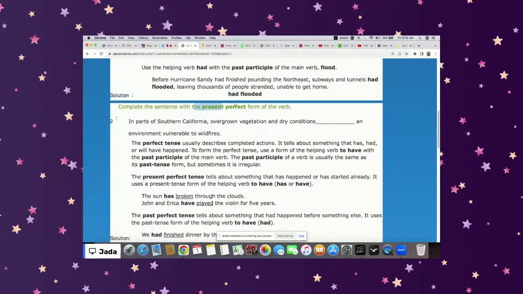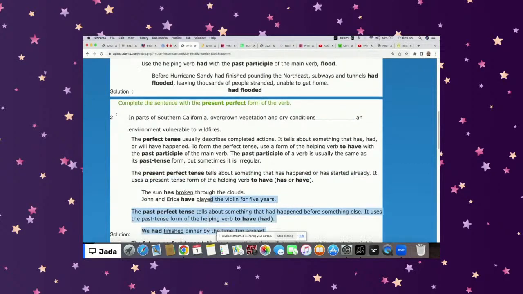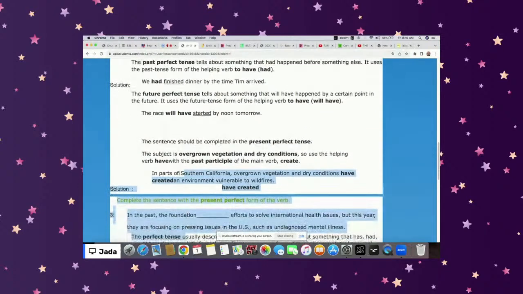Complete the sentence with the present perfect form of the verb. In parts of Southern California, overgrown vegetation and dry conditions dash an environment vulnerable to wildfires. It says present. So present is what? Have. Have was used in this one, and in the other questions so far we had has. So this one has have. In parts of Southern California, overgrown vegetation and dry conditions have created an environment vulnerable to wildfires.